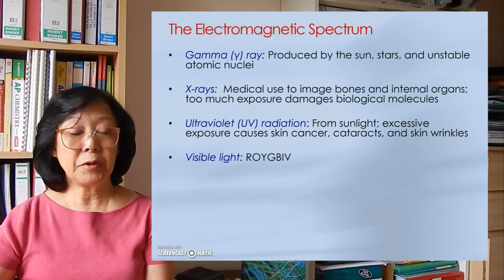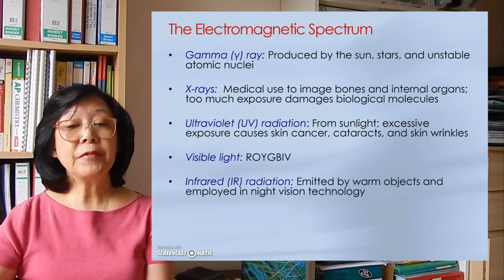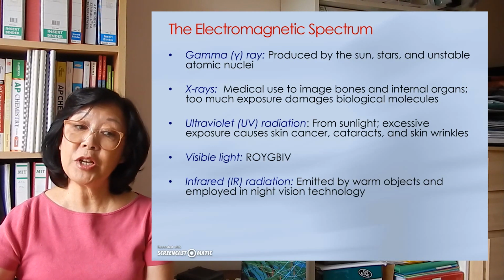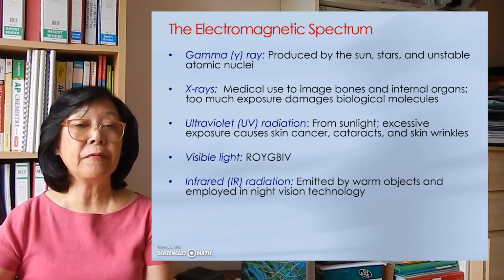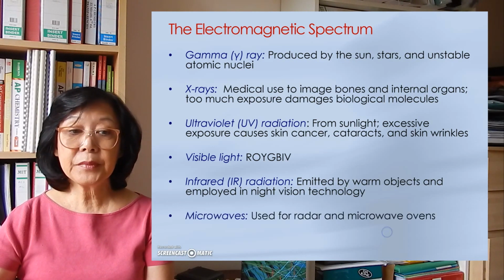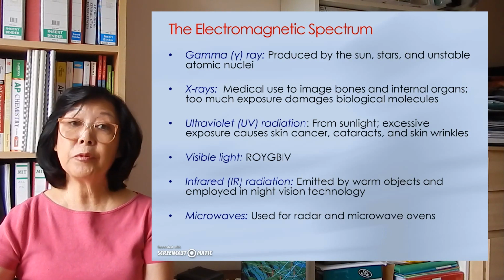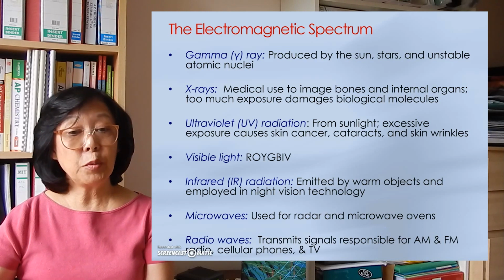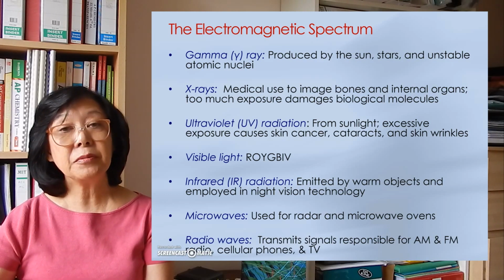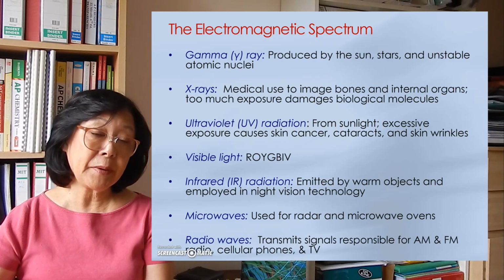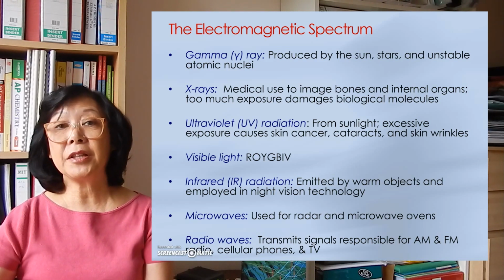Visible light is the rainbow color. Infrared is emitted by warm objects and often used in night vision technology. Microwaves are used at home in a microwave oven or in radar. And radio waves, they transmit signal responsible for AM and FM radios, your cell phone, and television.